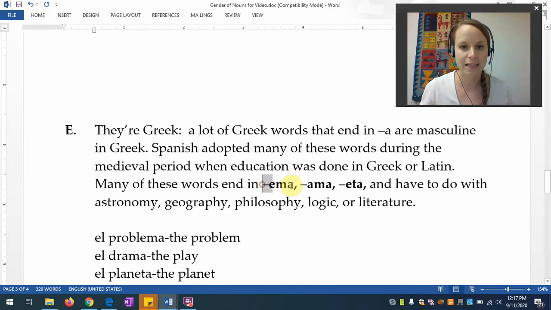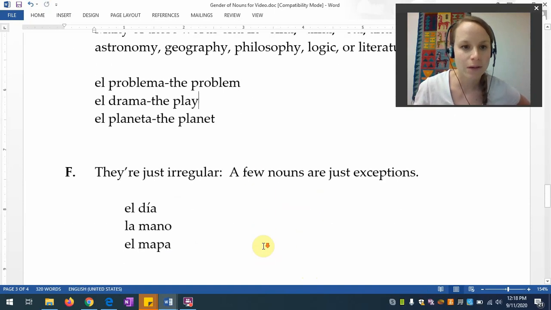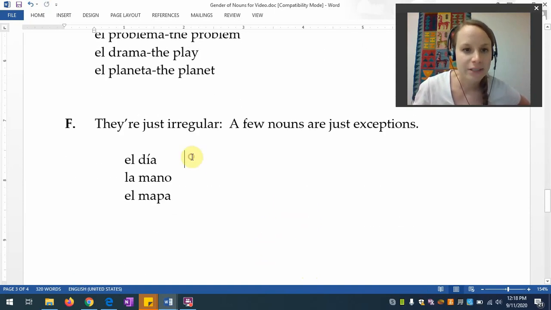So you need to learn -ema, -ama, -eta: masculine, Greek. -ma: masculine. That's a little trick of mine, like the -ema, -ama all end in -ma. Though not every -ma noun is masculine. There's like la forma.